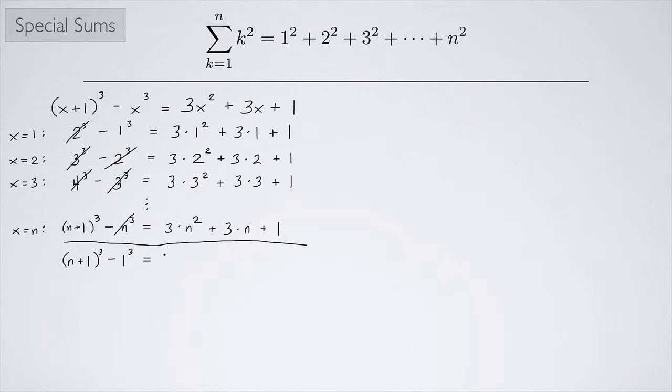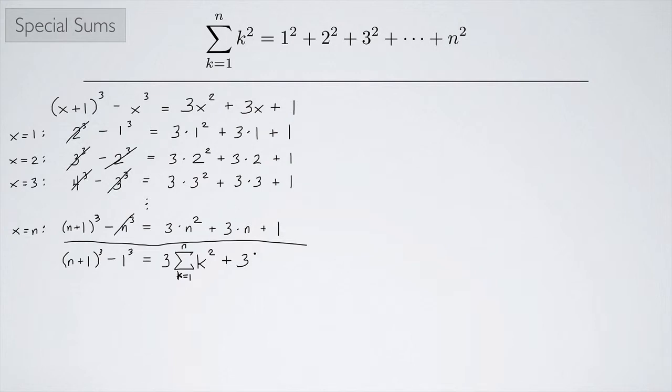On the right, we have a bunch of 3's, and then we have 1 squared plus 2 squared plus 3 squared all the way up to n squared. Well, that's the sum that we're actually trying to find. That's the sum from k equals 1 up to n of k squared times 3, if we factor the 3 out. Plus 3 times, and this is 1 plus 2 plus 3 plus all the way up to n.